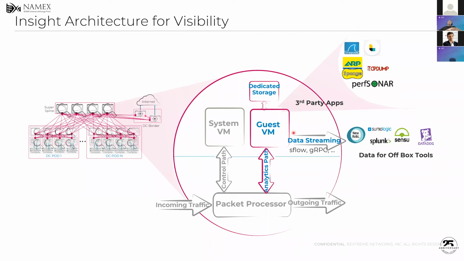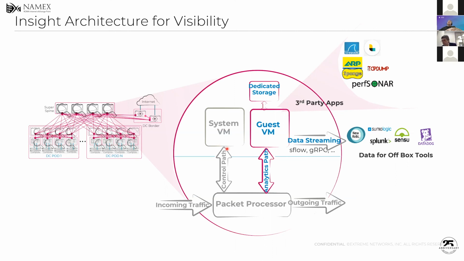So this arrow here is the data streaming, or streaming telemetry part. This means that we have an ongoing stream of data, metadata, that we send to large data crunching applications such as Splunk or New Relic for additional analysis of the data. That can be sourced from the guest VM, but also from the system VM itself, as I mentioned earlier, right?